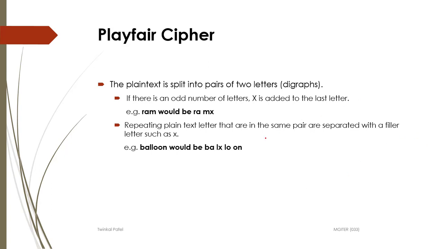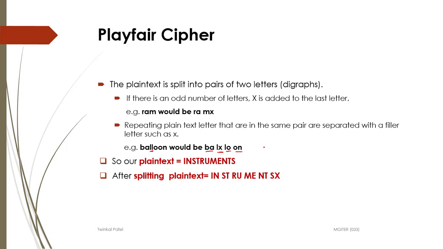After that, if a pair contains repeating letters, then they will be separated using the filler letter X. For example, balloon. If we pair the balloon, then BA, then double L. In the pair, both the letters are the same, so we use the filler letter: BA, after that LX. So X is a filler letter here. After that LO and then ON. So first of all, we split the plain text into pairs of two letters. Our plain text is instrument, and after splitting the plain text, it will look like this.